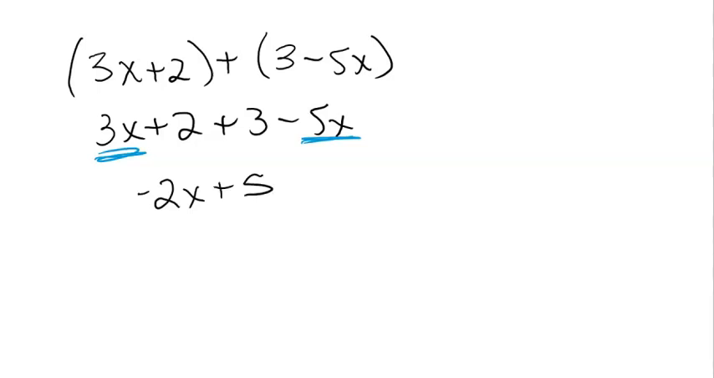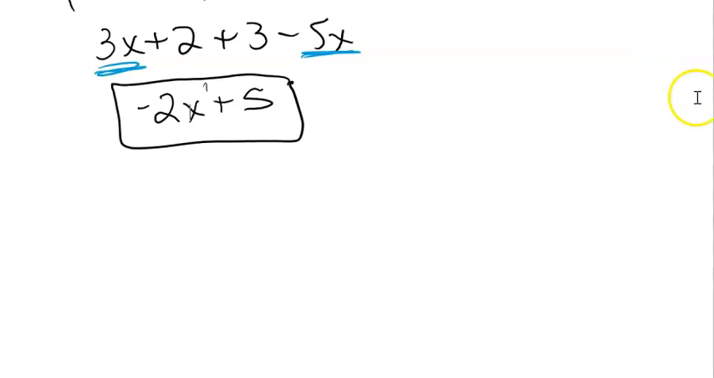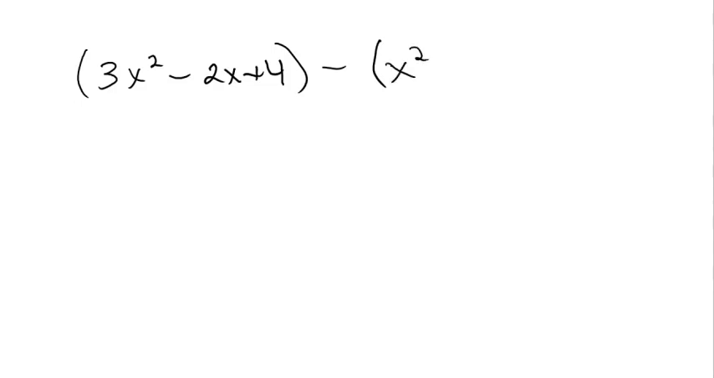We're always going to check our final answer to make sure it's in standard form, and this one is. This one is a binomial. It's a first degree because the highest exponent is a 1, and its leading coefficient is negative 2. Now for our next example, we're going to do subtraction. So we've got 3x squared minus 2x plus 4, and we're going to subtract x squared plus 2x minus 4, minus 5. Let's change that a little bit.